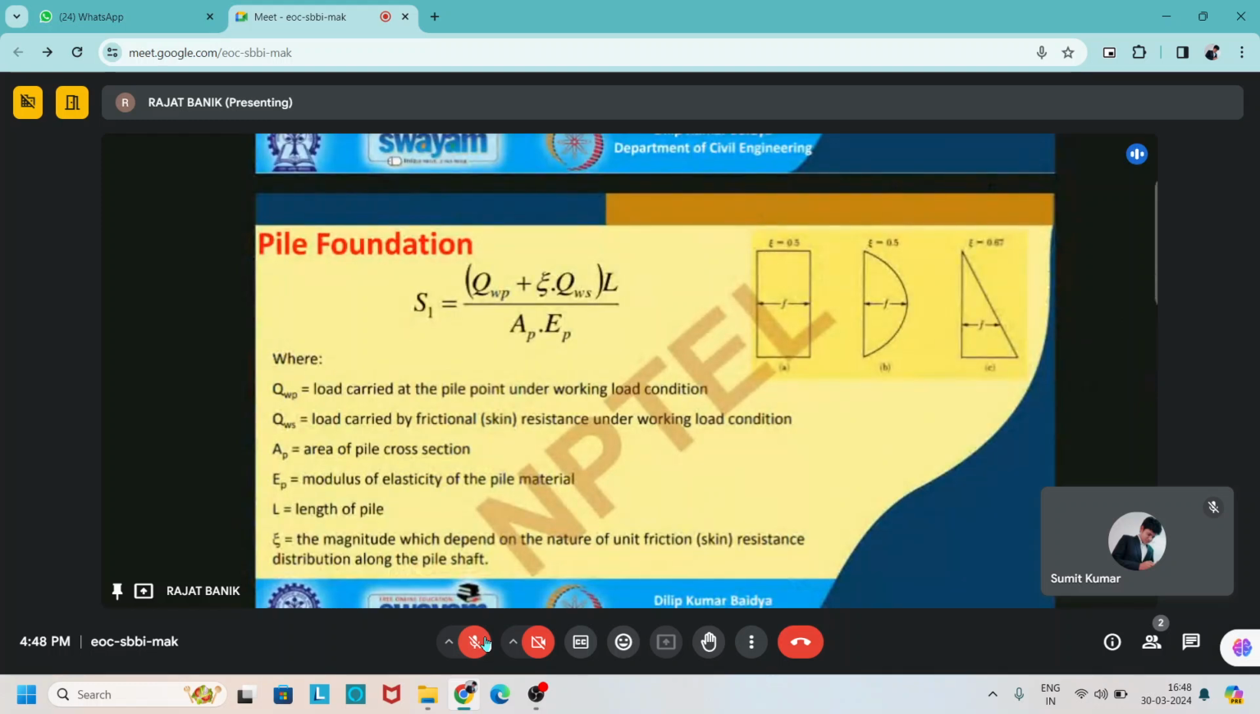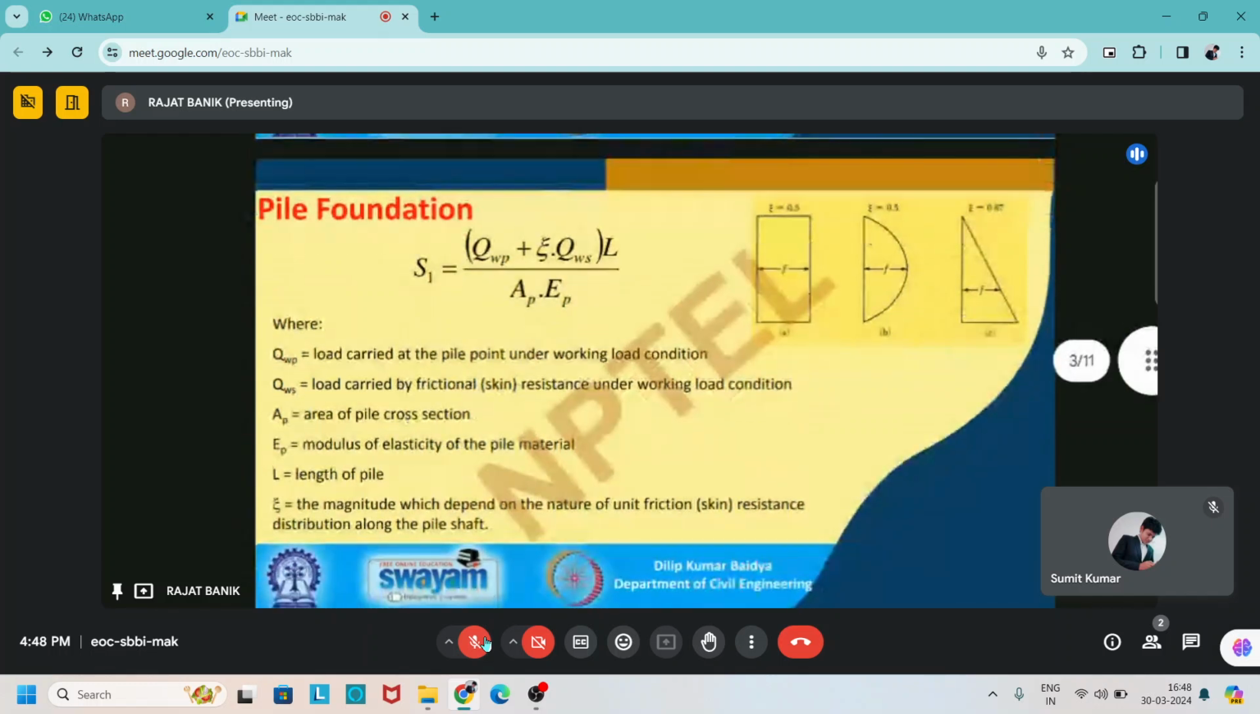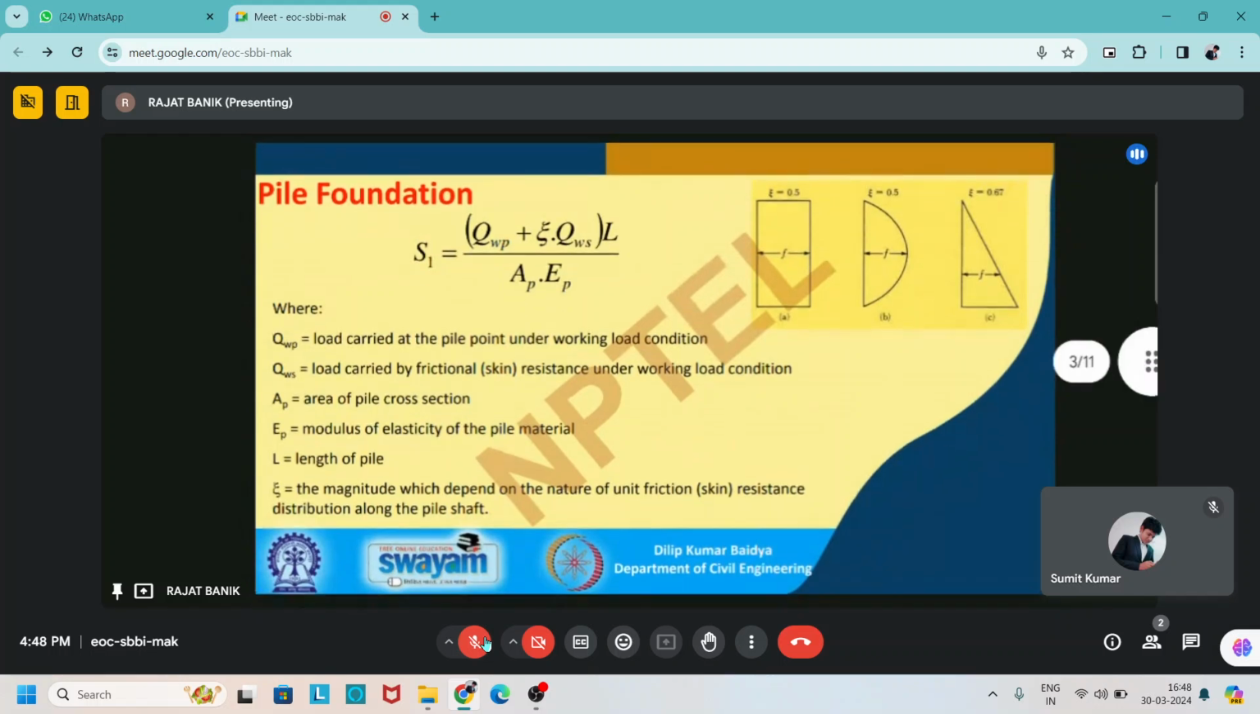Qwp is the load carried at the pile point under working load conditions, and Qws is the load carried by the friction resistance under working load conditions. Epsilon is a value which depends on the nature of the unit friction resistance distribution along the pile shaft. L is the length of the pile. Ep is the modulus of elasticity of the pile material. Ap is the area of the pile cross section.